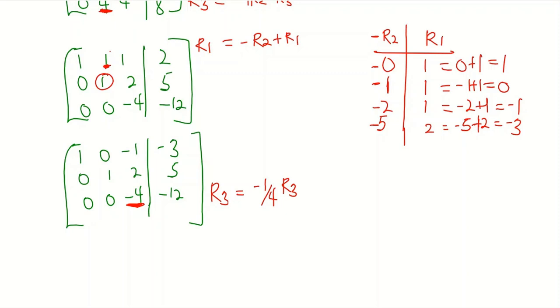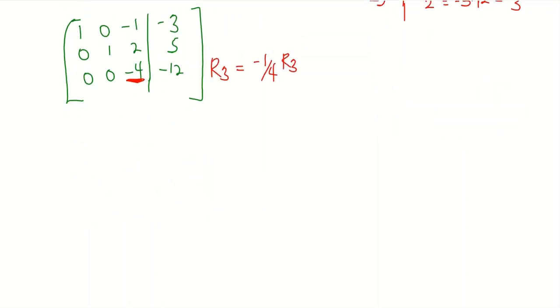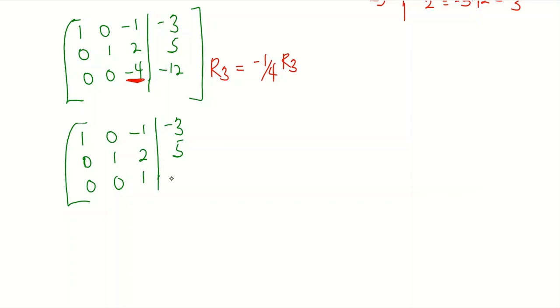1 over 4 row 3, and that will give us this minus 4 to be 1. And so we can write our new matrix as, so we maintain the same values for row 1 and row 2, and that is 1, 0, minus 1, minus 3, and we have 0, 1, 2, 5, and we have 0, 0, and when we divide minus 4 by minus 1 over 4, then we are going to get 1, and at this point we are getting 3.